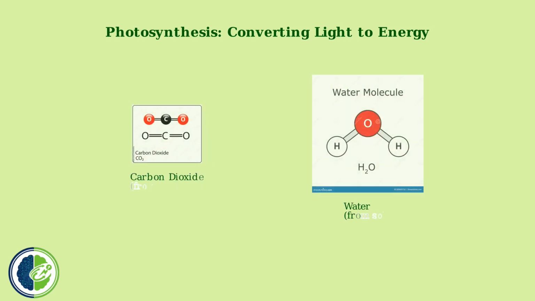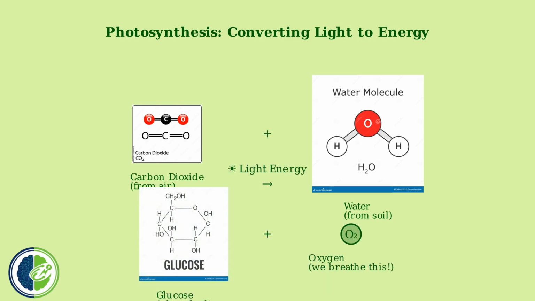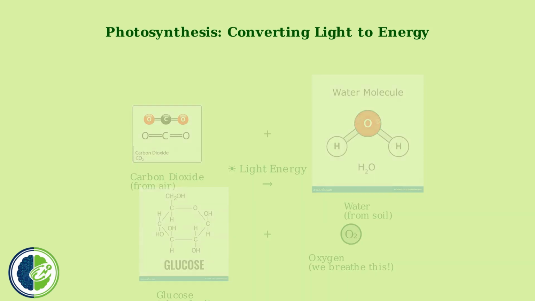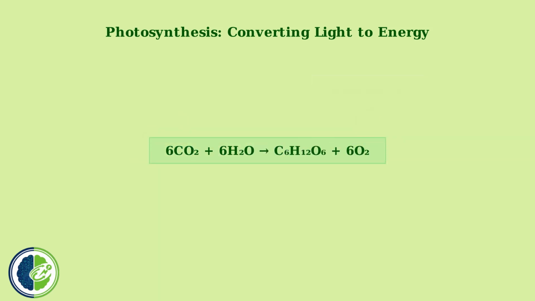The raw materials for photosynthesis are carbon dioxide from the air and water from the soil. Let's look at these molecules more closely. Using energy from sunlight, plants transform these simple molecules into glucose, a sugar that serves as their food, and oxygen as a byproduct. The complete chemical equation for photosynthesis shows us the exact proportions. 6 molecules of carbon dioxide plus 6 molecules of water produce 1 molecule of glucose and 6 molecules of oxygen.